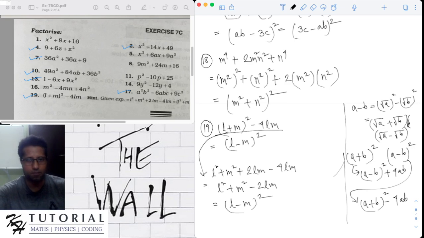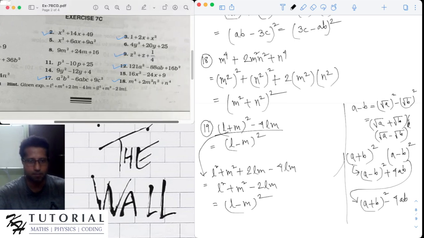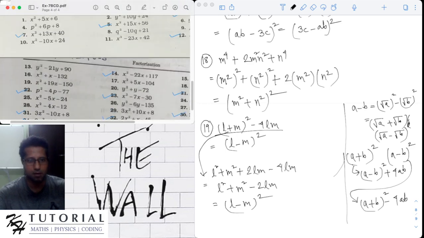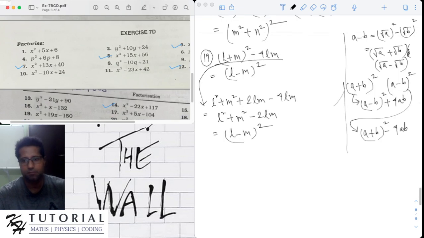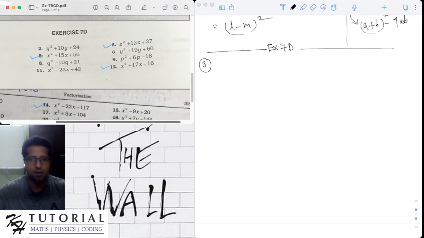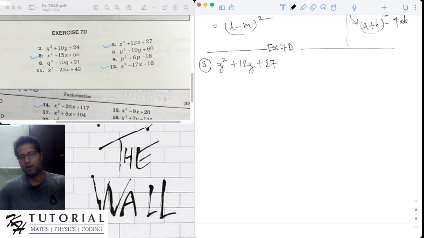Okay, so this was problems from exercise 7c. Now let's do some problems from exercise 7d. So the first one is problem number 3, which is z square plus 12z plus 27. Now z square is fine.